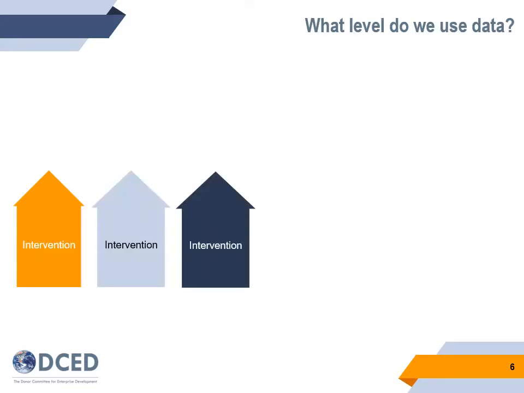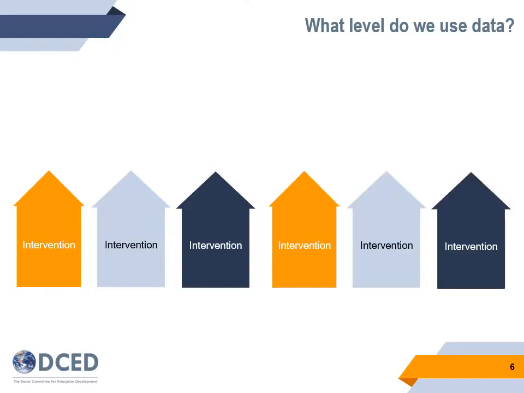So a common starting point is the intervention level. And an intervention is a specific project. Clear target group, clear partner, clear objective. Maybe partnering with a seed company or setting up farmer groups or advocating to government. Exactly what you do obviously varies from intervention to intervention.